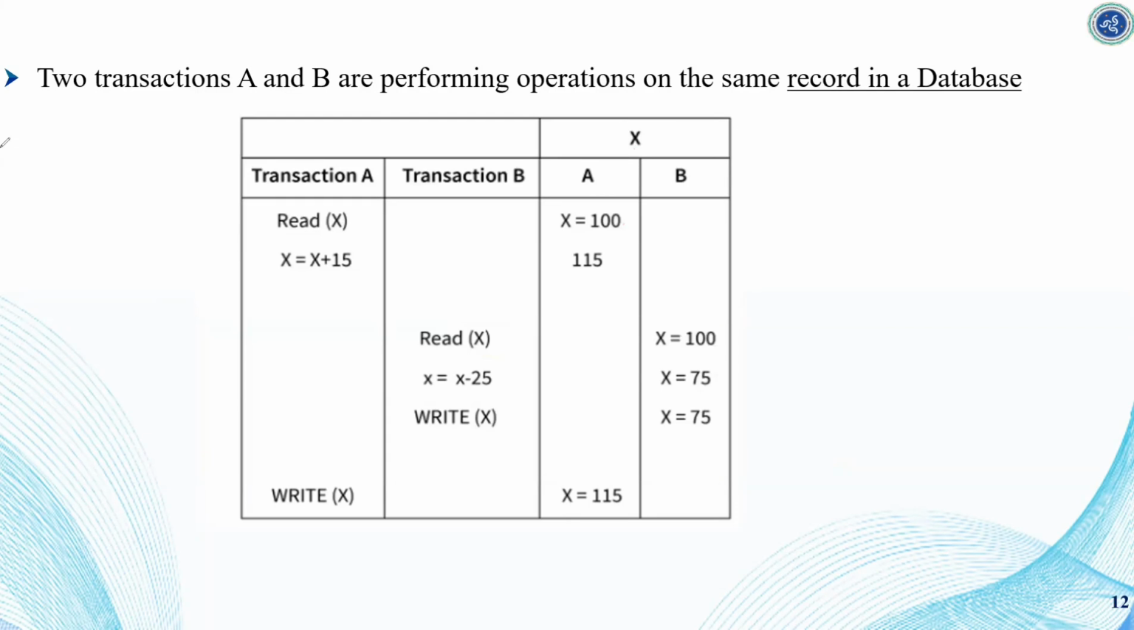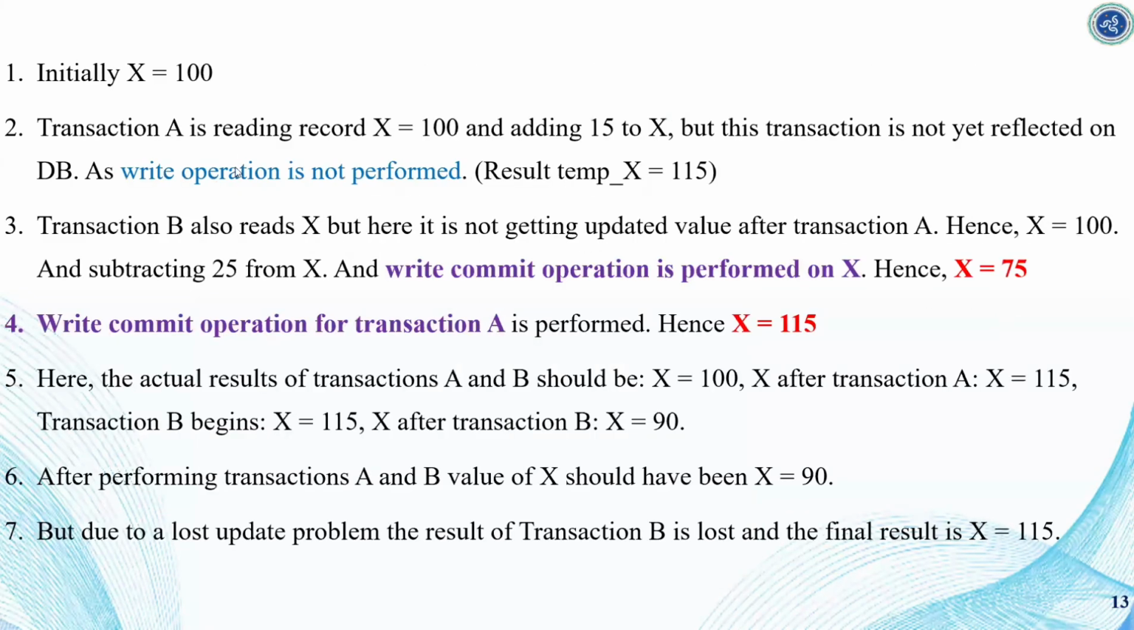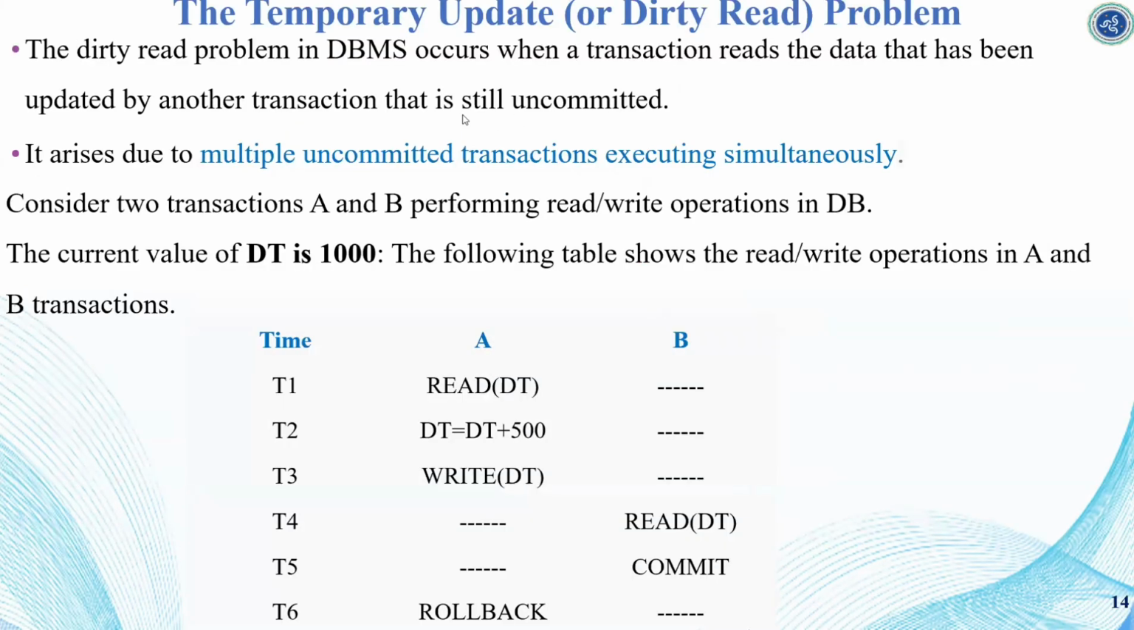So what is the next one? The explanation is written here. Once you get the slide, you can go through it. The next type of problem that may come into action is the temporary update problem, also known as the dirty read problem.